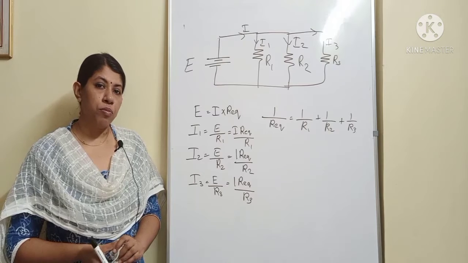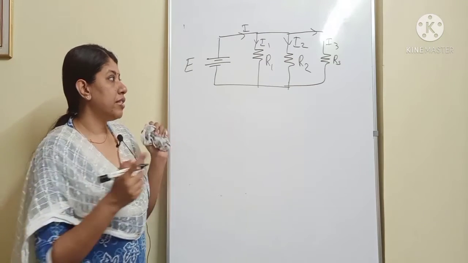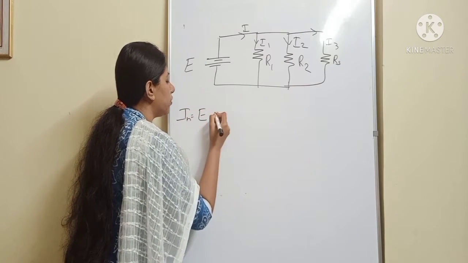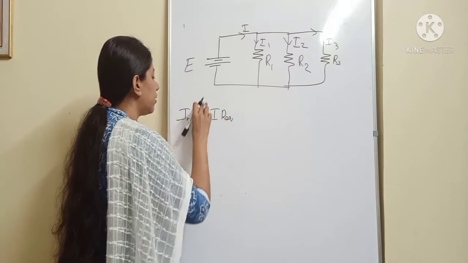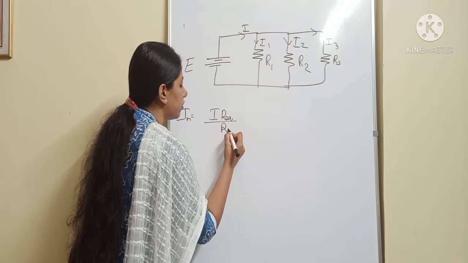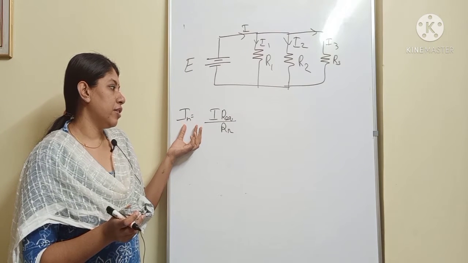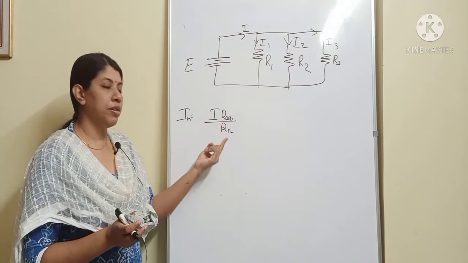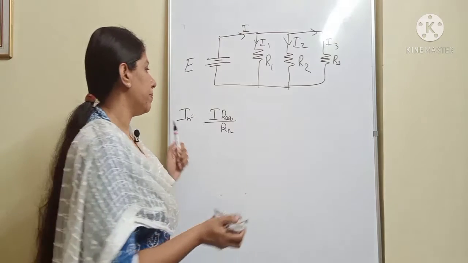Now we will do a small problem so that it will become more clear. Before that, if there are n such branches, then how will you write the equation? In is equal to E by Rn, which is I into R equivalent divided by the resistance through that particular branch Rn. This is how you will write the current of a particular branch. Say it is the sixth branch, then I6 is equal to I into R equivalent by the resistance through that branch R6. Okay, now we will see a problem.